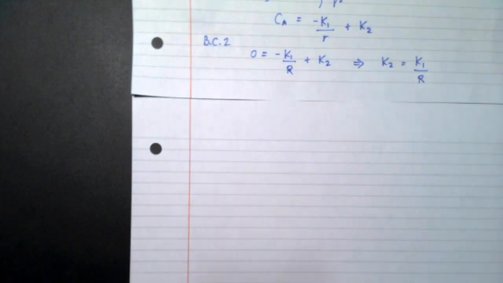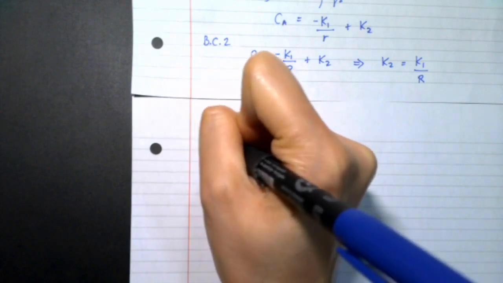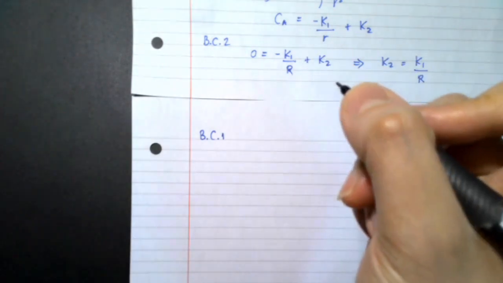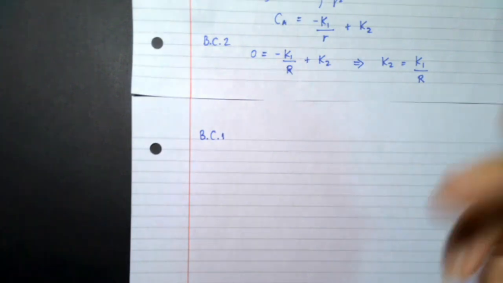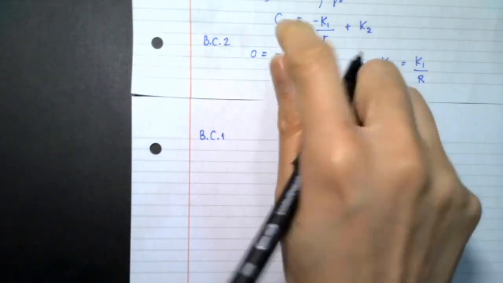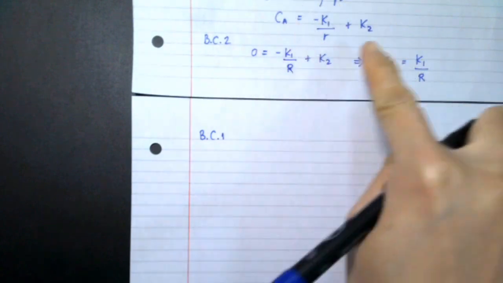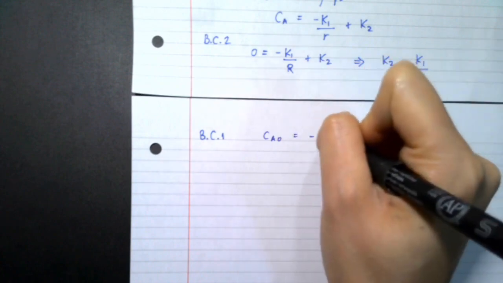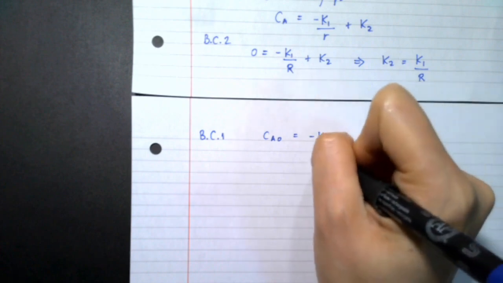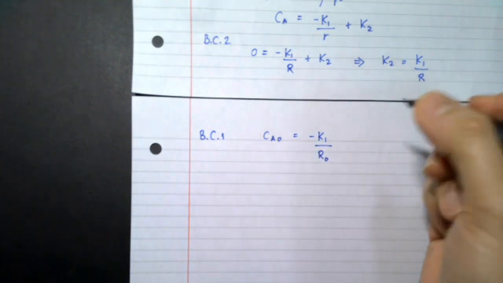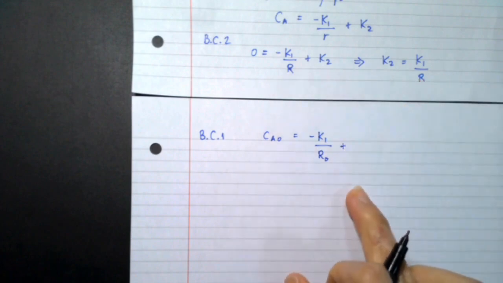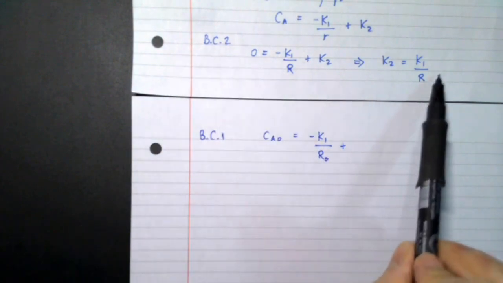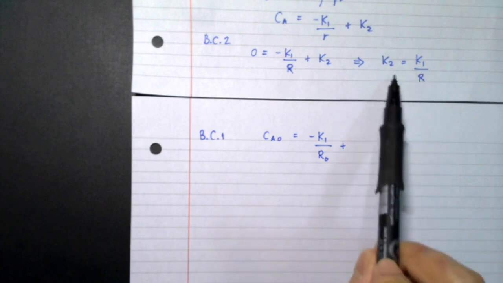Okay, so now applying boundary condition 1. Boundary condition 1 is at the surface of the pellets. So at R is equal to R naught. So in there, the concentration of oxygen is Ca0. So we substitute that in here in our equation. So Ca0 is equal to negative K1 divided by R0 plus K2. But from the previous application of boundary condition, we determined that K2 is equal to K1 over R.